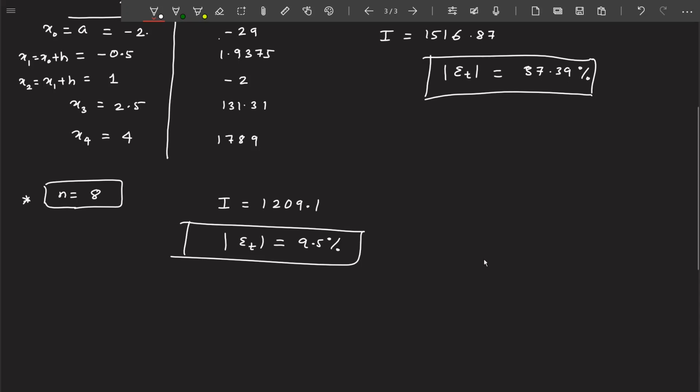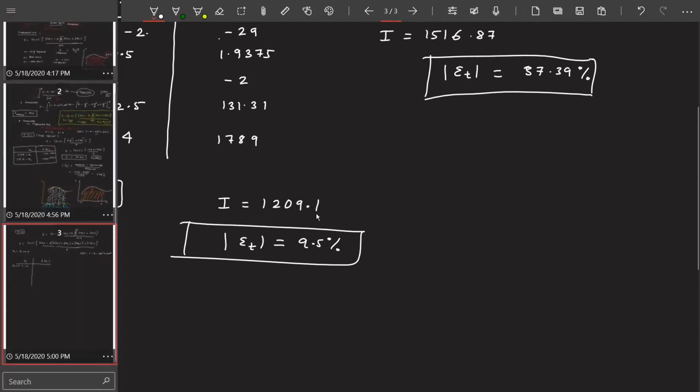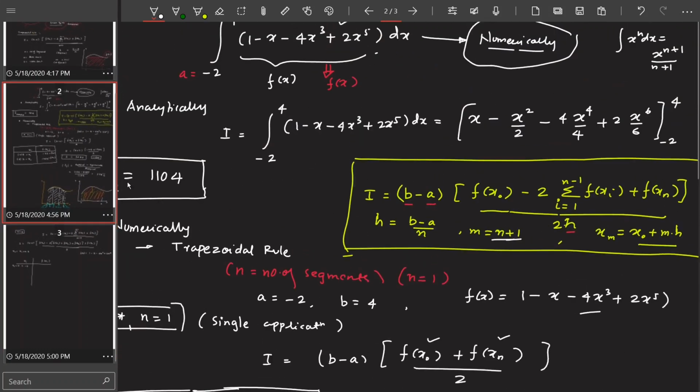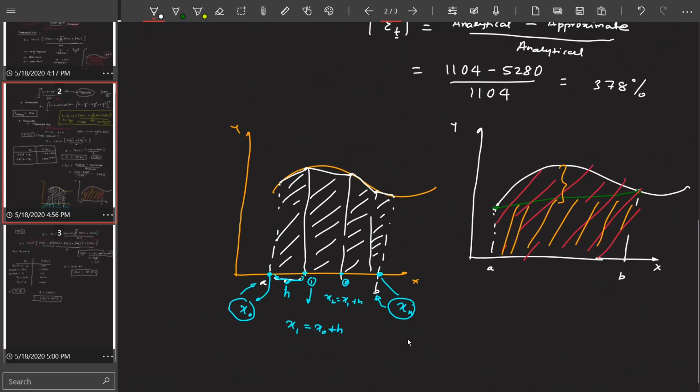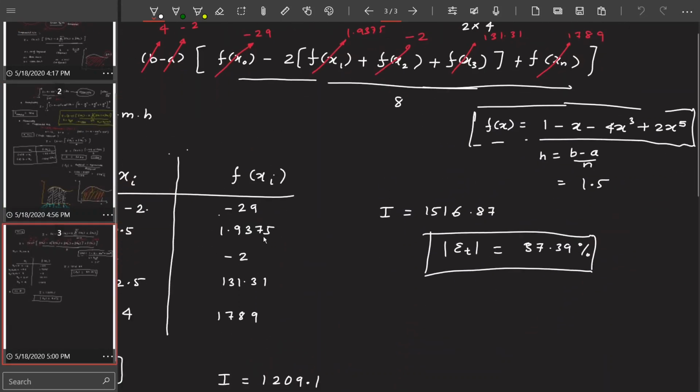Obviously, I mean, it's expected. If you just try to visualize what we discussed just now using a graph, you'll realize it's logical. When you go on reducing the size of the elements, you'll realize that the percentage error we are getting is reducing, and we are getting more and more accurate value of the integral.